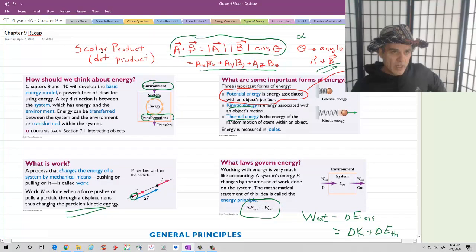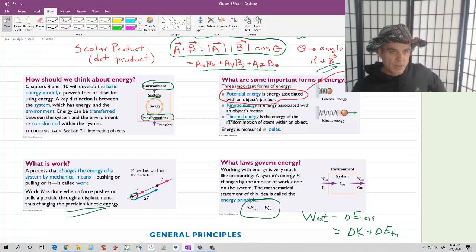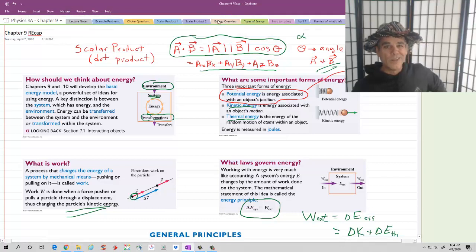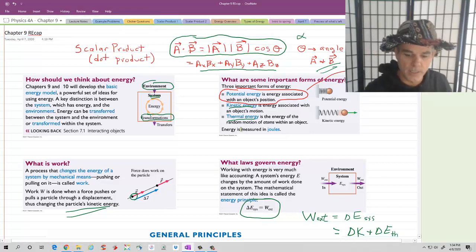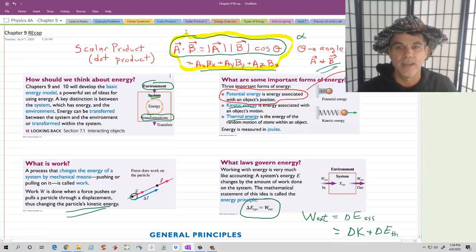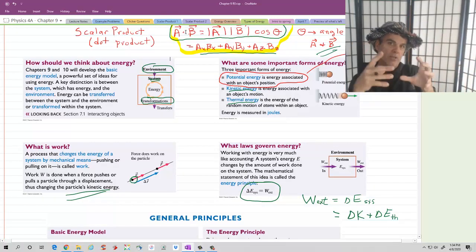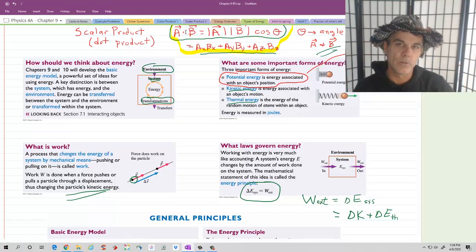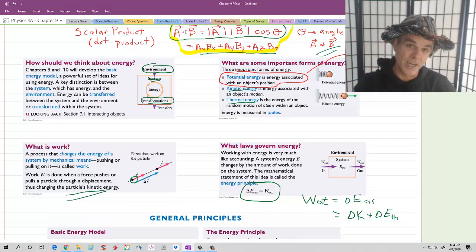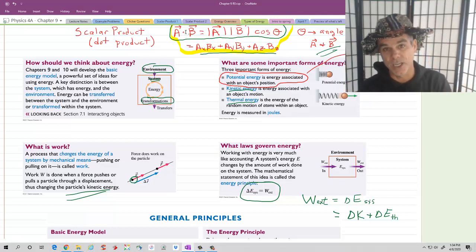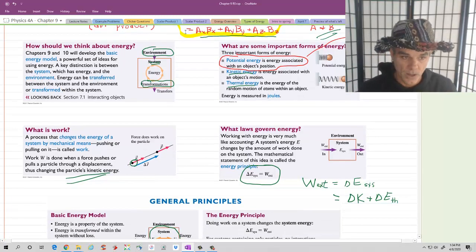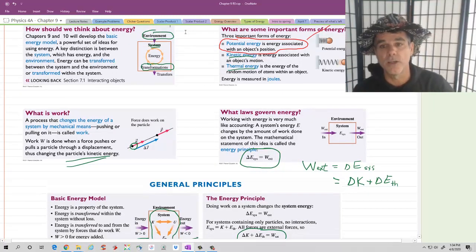So really big things in this chapter to know. One, got to know the dot product, right? If I give you two vectors, you need to be able to take the dot product of those two vectors and know whether that dot product is going to be positive, negative, or zero. Definitely need to know the energy model. Energy within a system can be transformed from one form to another. If the environment does work on the system, then it changes the total energy of that system. Work is a way of transferring energy.